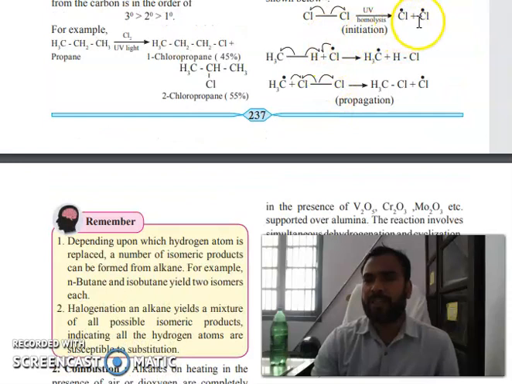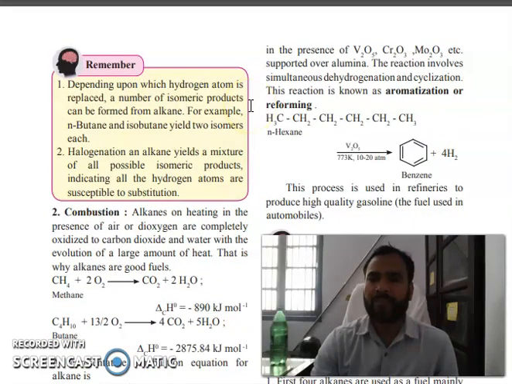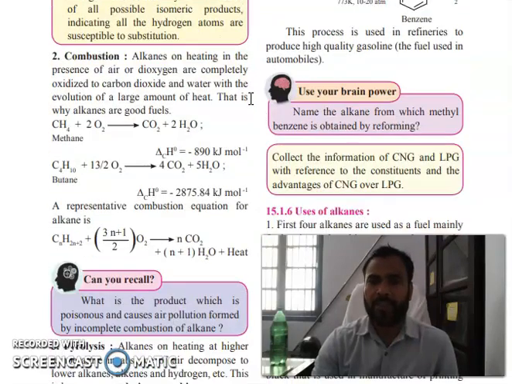So chlorination reaction is actually a free radical reaction. So you know the free radical mechanism has 3 steps: initiation, propagation and termination. So first initiate, last terminate and in between propagation. We have combustion: if you have alkane under oxygen, you will get carbon dioxide, H2O, and an amount of energy.